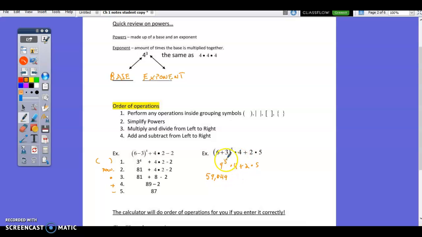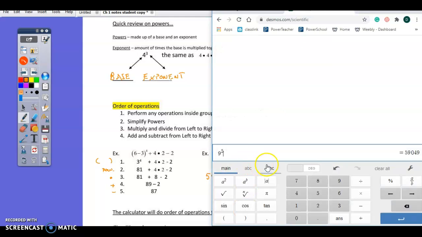And I bring down everything else. So I multiply by 4, add 2 times 5. Now I'm going from left to right, so I would multiply this times 4. Let's go back to our calculator. I'm going to multiply that times 4. So I'm just going to put a times 4 here since we already have it. Times 4. We get 236,196.